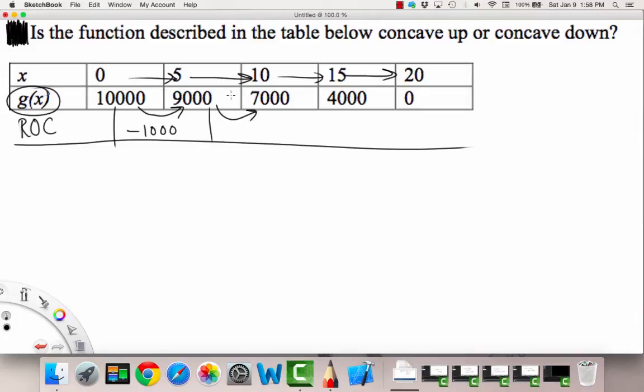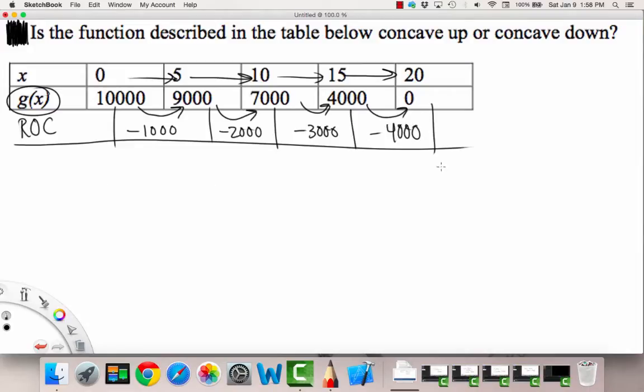Now let's study the next jump. From x equals 5 to x equals 10, we went from 9,000 to 7,000. So that means negative 2,000 this time. Okay? Now the next one is going to be negative 3,000. And the last one is negative 4,000.